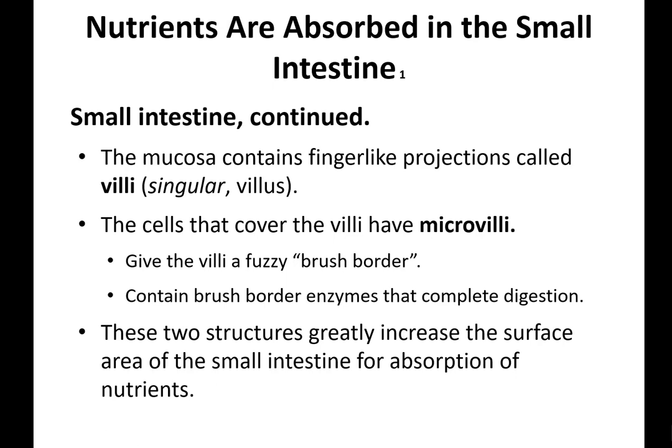The walls of the small intestine absorb the sugar, amino acids, glycerol, and fatty acids that are products of digestion. They have these finger-like projections called villi, where nutrient molecules are absorbed into the cardiovascular and lymphatic systems. The lymphatic capillary in a villus is called a lacteal. It gives a fuzzy brush border look and contains brush border enzymes that complete digestion.